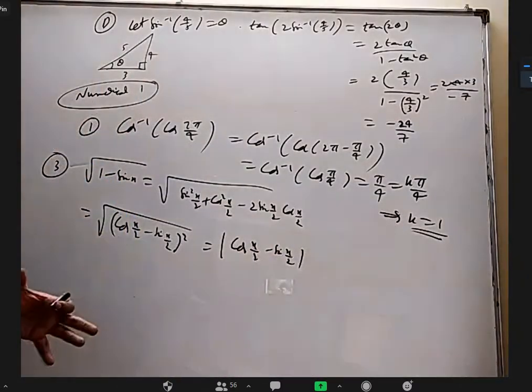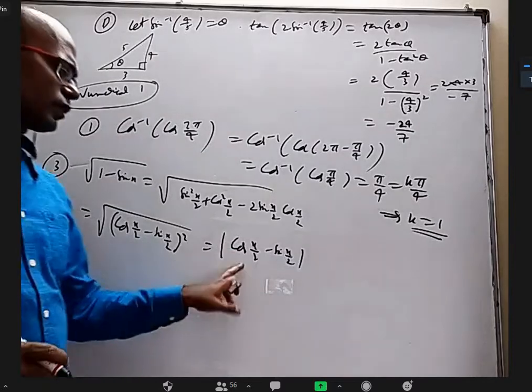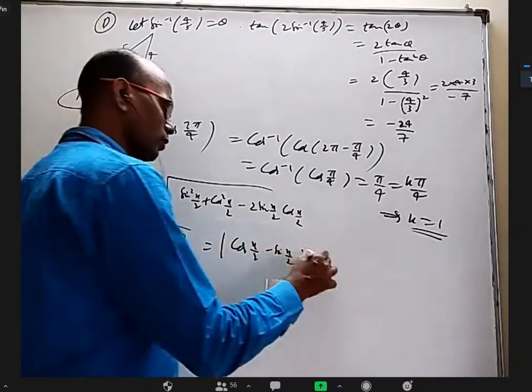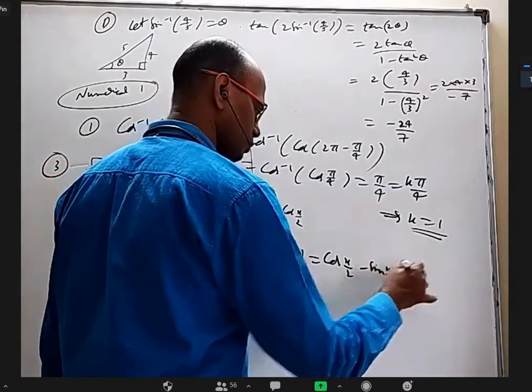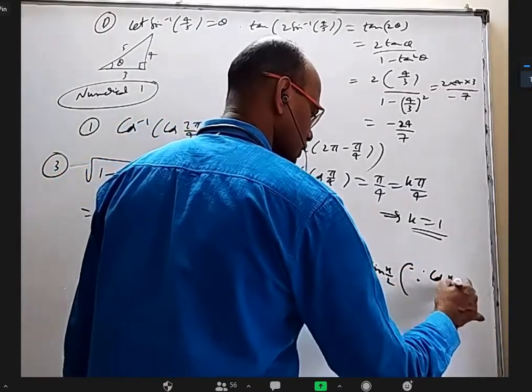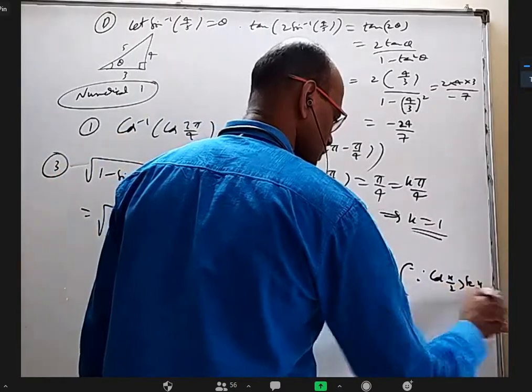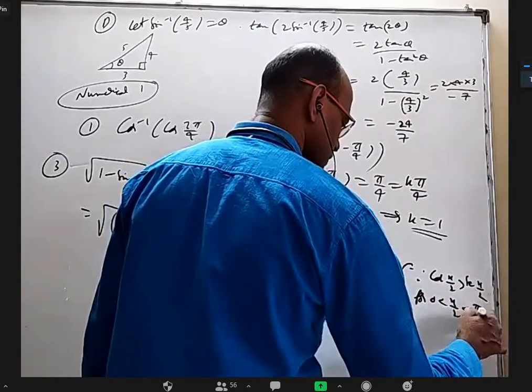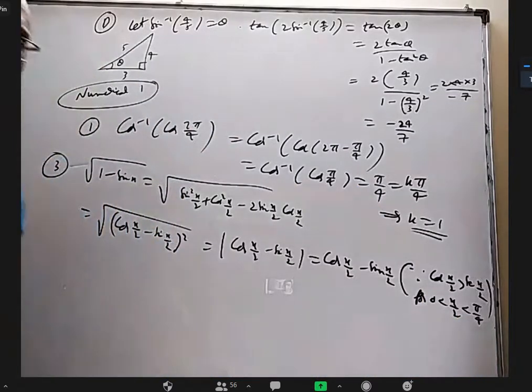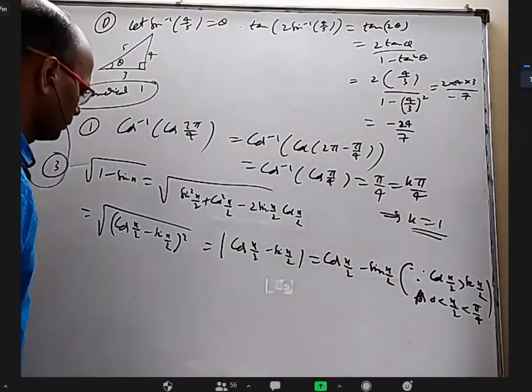And x is between 0 to 90, x by 2 is between 0 to 45, and we know this is greater than this. So I can remove the mod and write cos x by 2 minus sin x by 2, since cos x by 2 is greater than sin x by 2 for 0 less than x by 2 less than pi by 4. Okay.